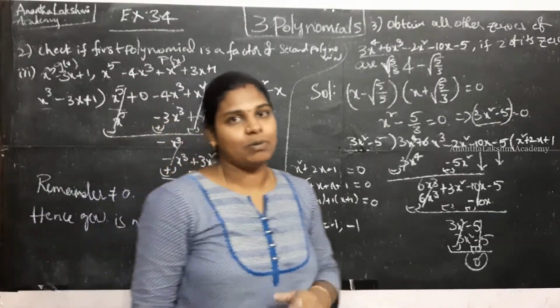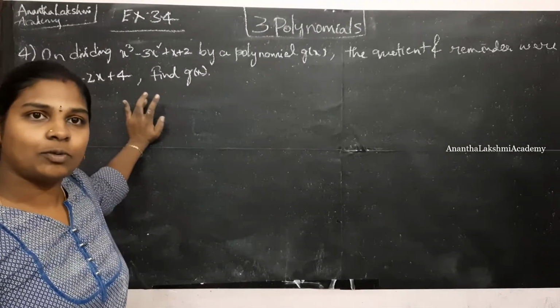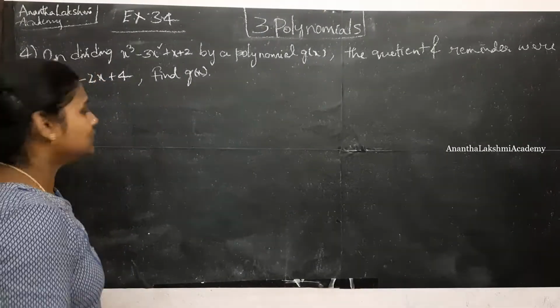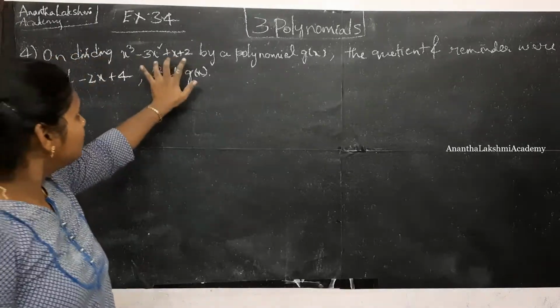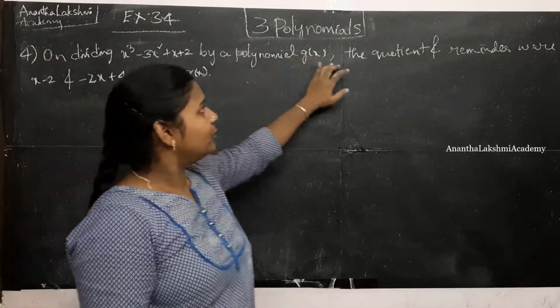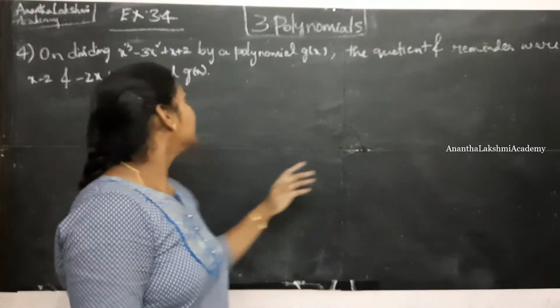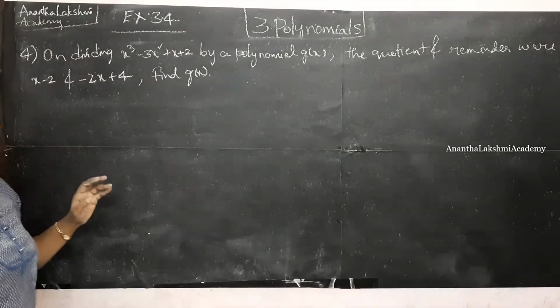Let's jump into problem number 4. So here I am ready with the fourth problem already written on the board. So let's go through it. On dividing this polynomial by a polynomial g of x, quotient and remainder are given to us. We need to figure out g of x.